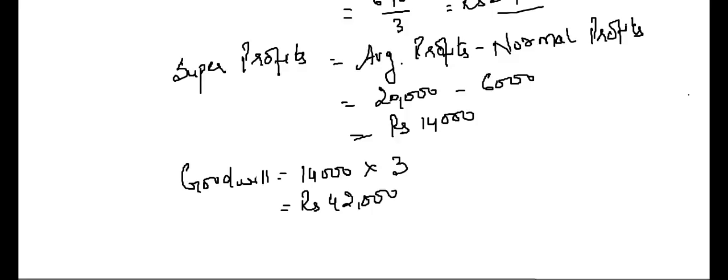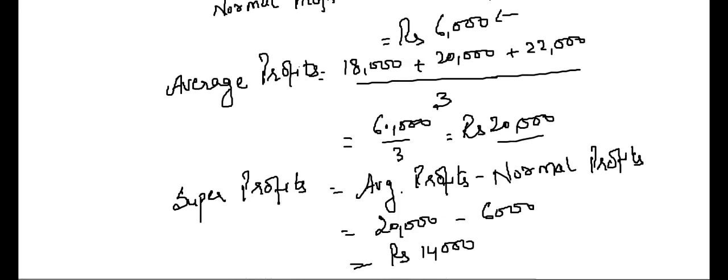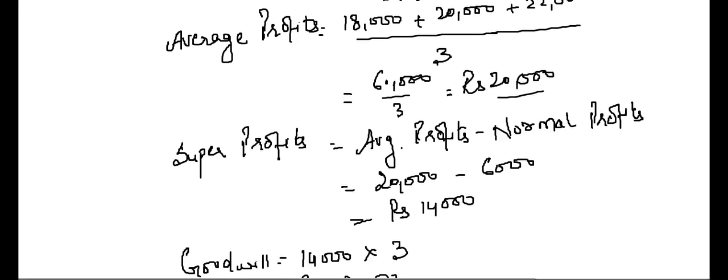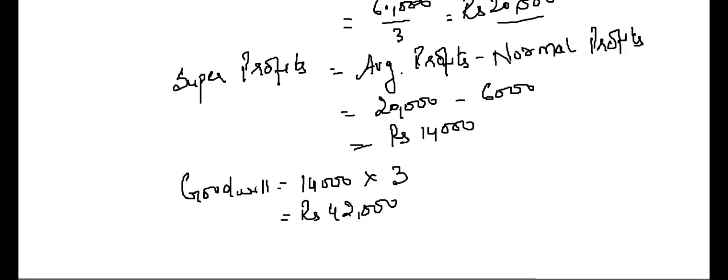Clear? First of all, we have capital employed, which is already given in the question. We have the normal rate of return given, that is the return a similar business is earning in the market. We'll calculate the normal profits, and we will calculate the actual average profits that we are earning, and we will see what extra we are earning because of our goodwill, because of our reputation in the market, right? So that is super profits. Clear? And goodwill is super profits into number of years purchase. Clear?